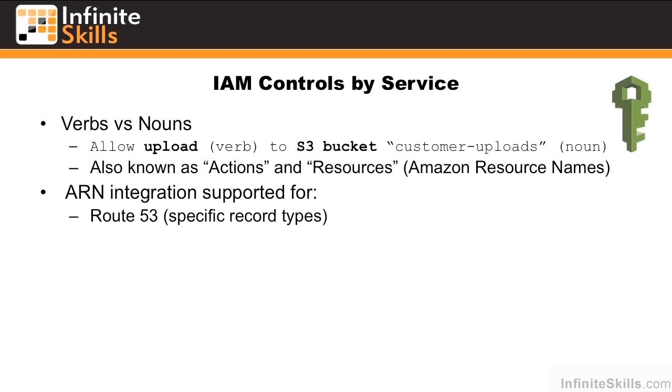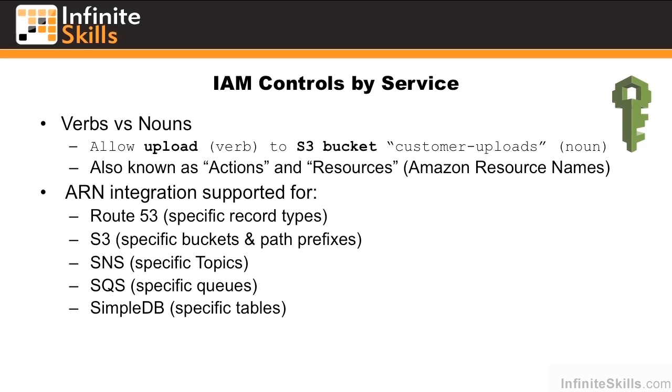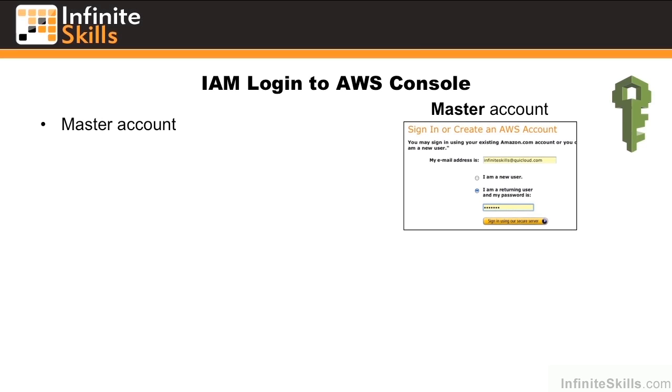ARN, or noun-level integration, is supported for Route 53. We can specify specific record types. In S3 for specific buckets and path prefixes. In SNS for specific topics. In SQS for specific queues, or in SimpleDB for specific tables. This is actively being added to by AWS, and I'd expect that more resource-level control is added for more services in the future.